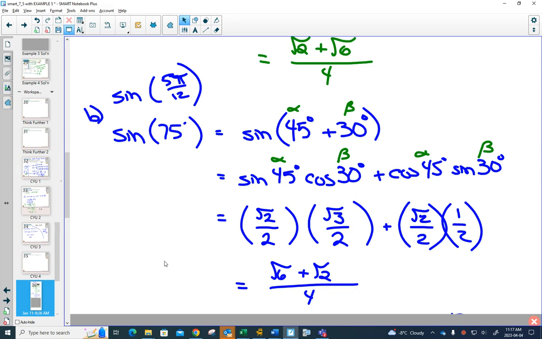And this is going to be a common theme for all of your pi over 12 questions with sine and cosine. You will always have a root 2. Sometimes it'll be positive, sometimes it'll be negative. You will always have a root 6. Sometimes it'll be positive, sometimes it'll be negative. And it will always be over 4. So if you'd done a bunch of these, you'd start to recognize this as a pattern.